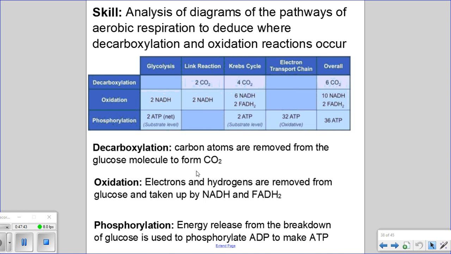So one of the things you'd be expected to do if you were in HL Bio and writing that exam would be to analyze diagrams of the pathways of aerobic respiration to figure out where decarboxylation and oxidation reactions occur. So remember that with decarboxylation, carbon atoms are removed from the glucose molecule to form CO2. In oxidation, electrons and hydrogens are removed from glucose and taken up by NADH and FADH2. And phosphorylation is the energy released from the breakdown of glucose and is used to phosphorylate ADP to make ATP.